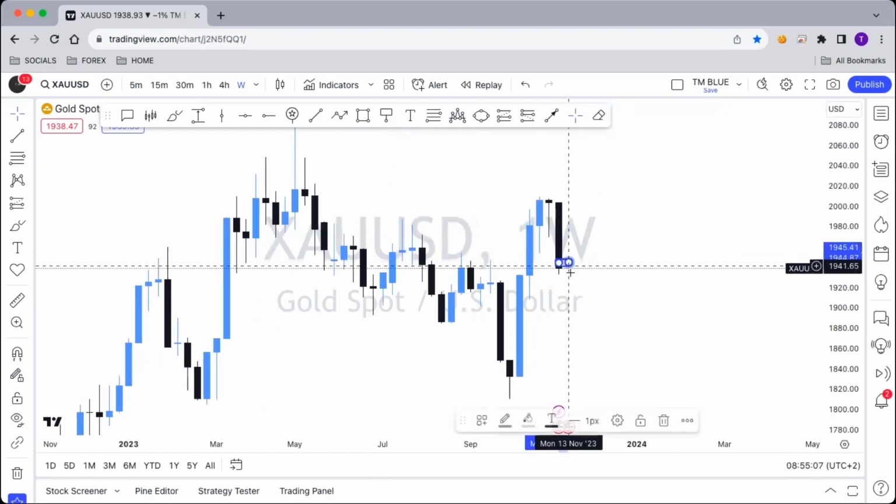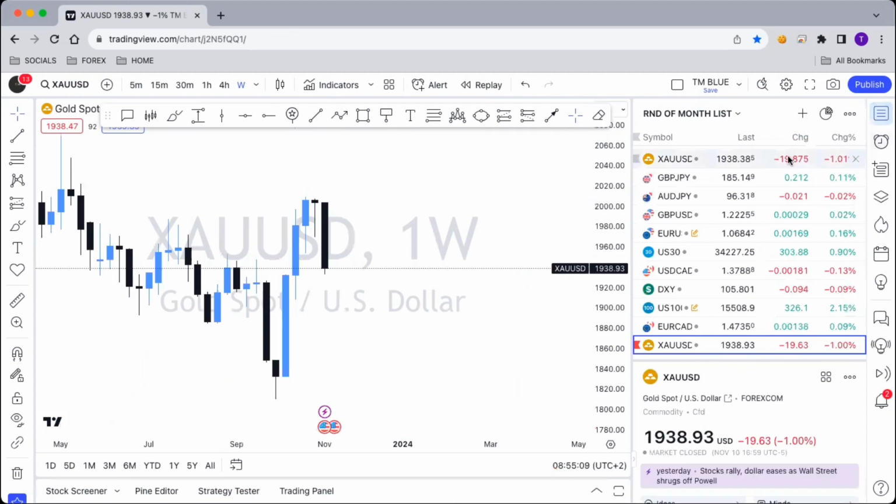Today we're going to be looking at gold. Let's look at gold. Let's look at NASDAQ. Let's look at DXY, GBPJPY, GBPUSD. We can choose between GBPUSD or EURUSD, but let's start for now.